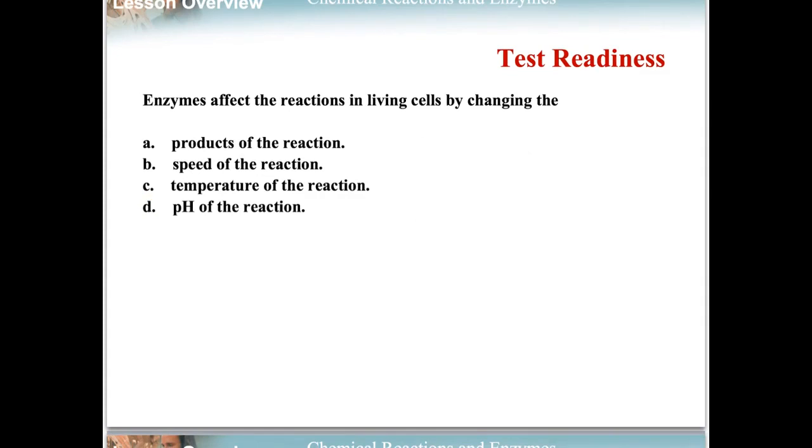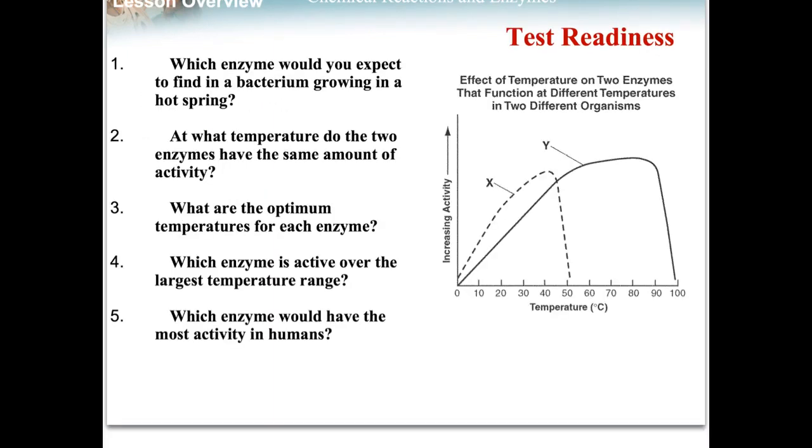Let's try another question. Enzymes affect the reactions in living cells by changing the: A, products of the reaction, B, the speed of the reaction, C, the temperature of the reaction, or D, the pH of the reaction? Be careful now. Think about exactly what it is that enzymes are going to do. Now, if you answered B, you're doing well. And let's go on to another question.